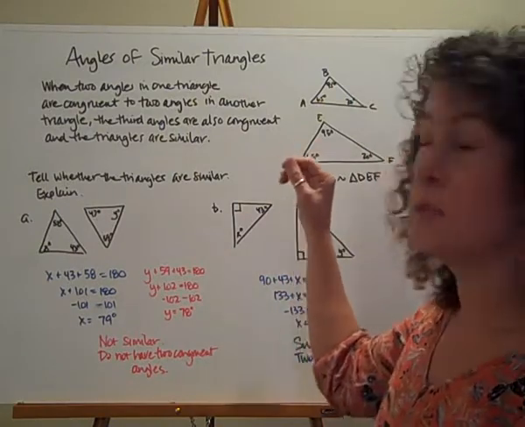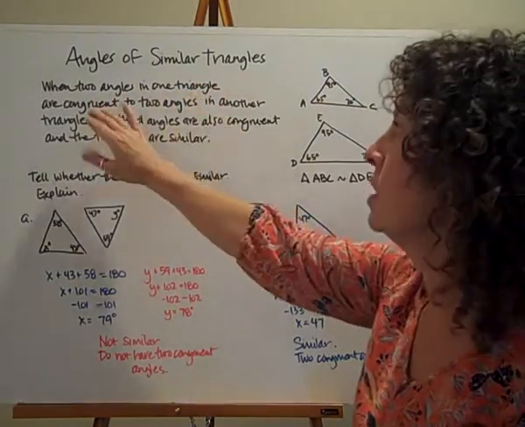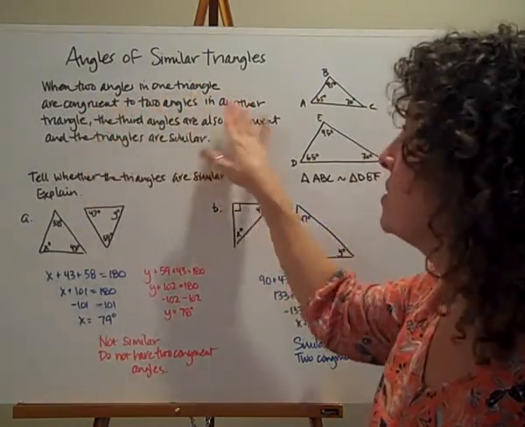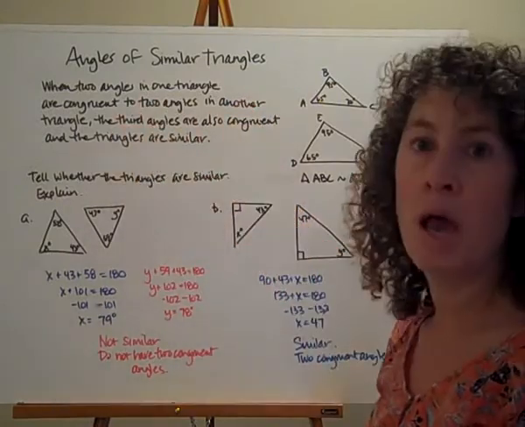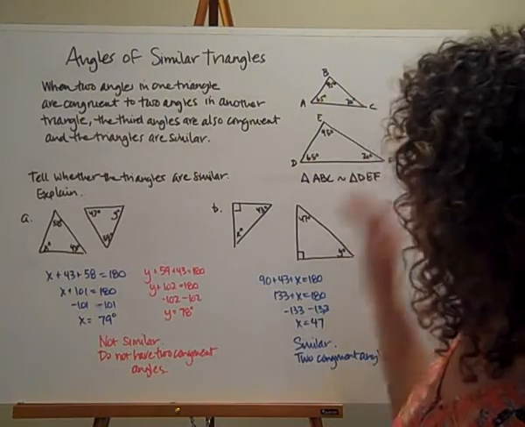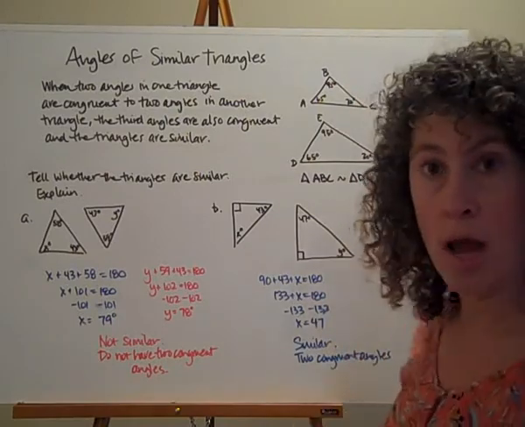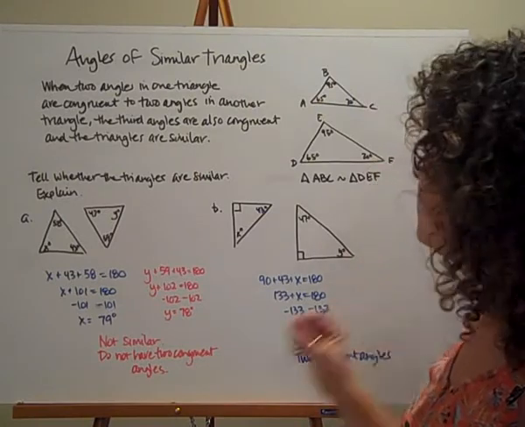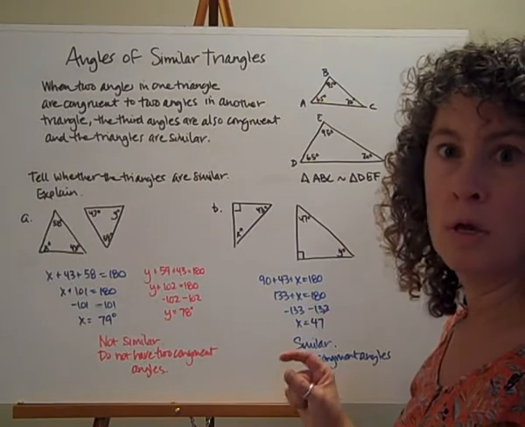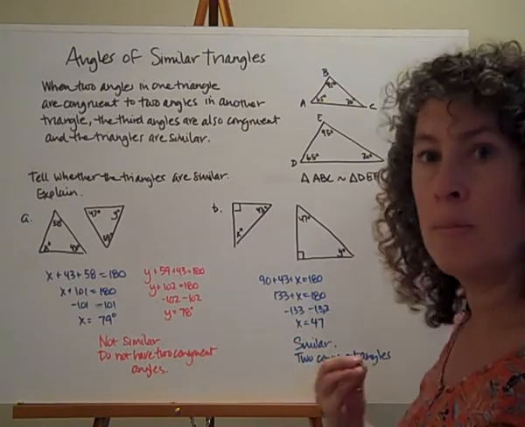Let's look at the angles of similar triangles. When two angles in one triangle are congruent, they are equal, to two angles in another triangle, the third angles are also congruent and the triangles are similar. So if I want to take a look at two triangles and decide if they're similar or not, if I don't have side measures, I can look at their angles.